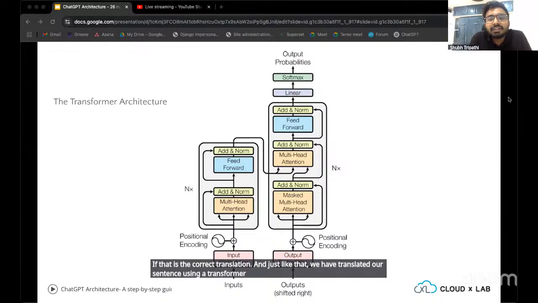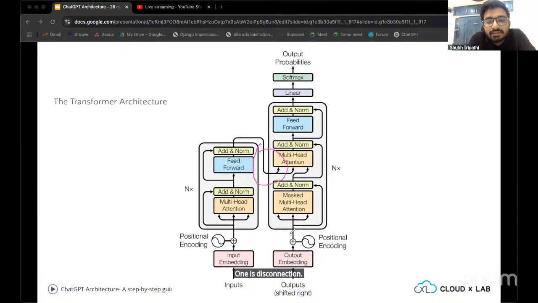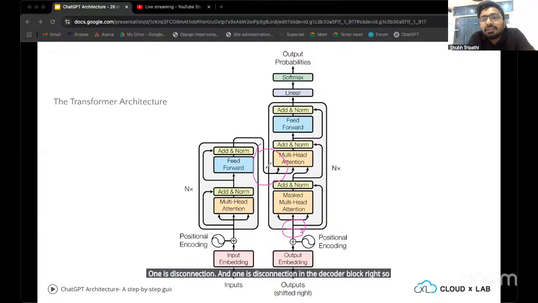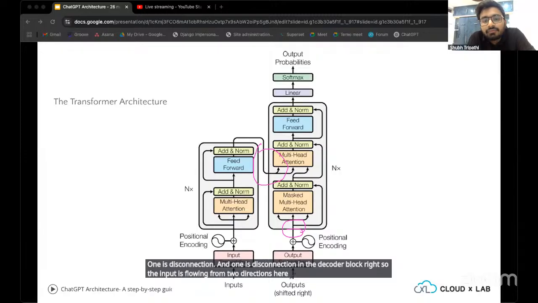Now one interesting part comes here. We see two connections here, one is this connection and one is this connection in the decoder block, right? So the input is flowing from two directions here. What it generally means is, first of all, during training we pass the first output token here. Suppose the first word for the French will be Jaime.